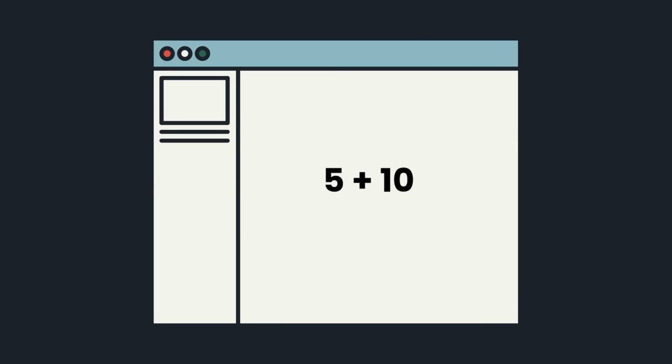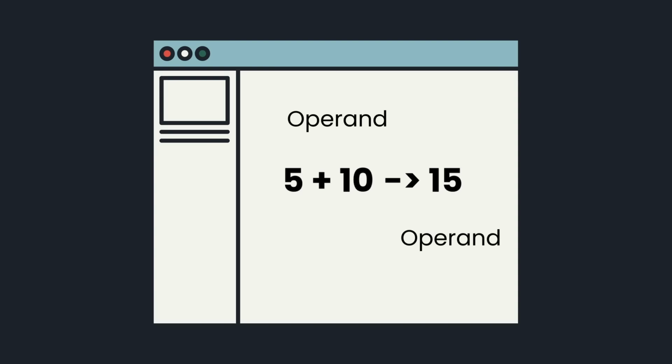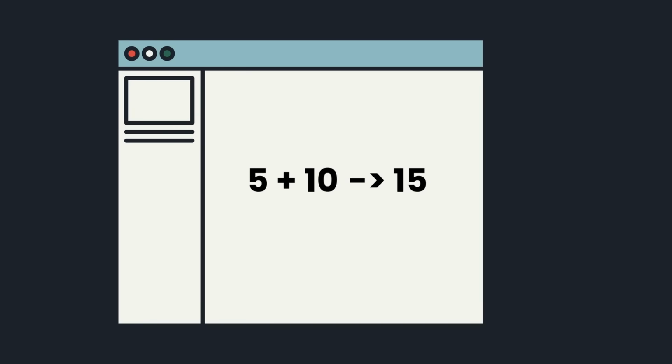For example, when you write 5 plus 10, then the plus symbol is the operator. It performs the addition on the numbers 5 and 10. The result is of course 15. The values or variables that the operator works on are called operands. So in this example, 5 and 10 are the operands, and the plus symbol is the operator.